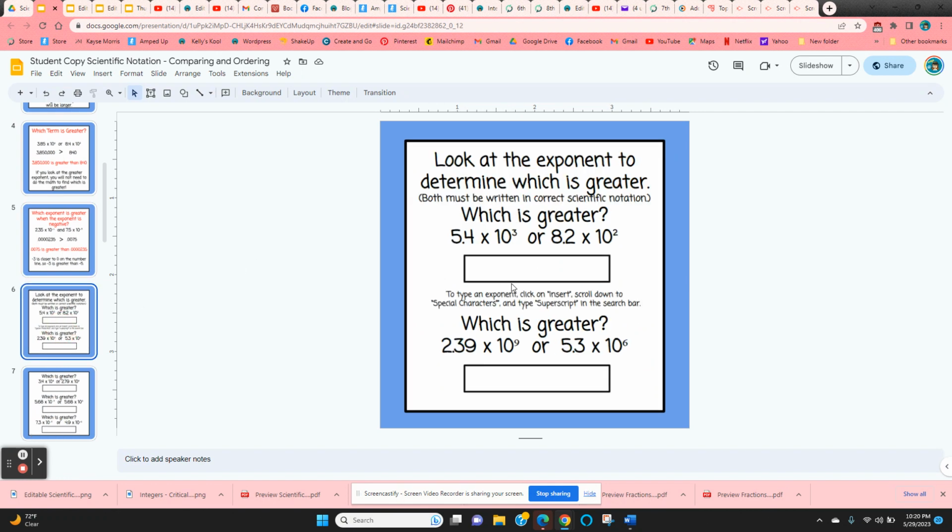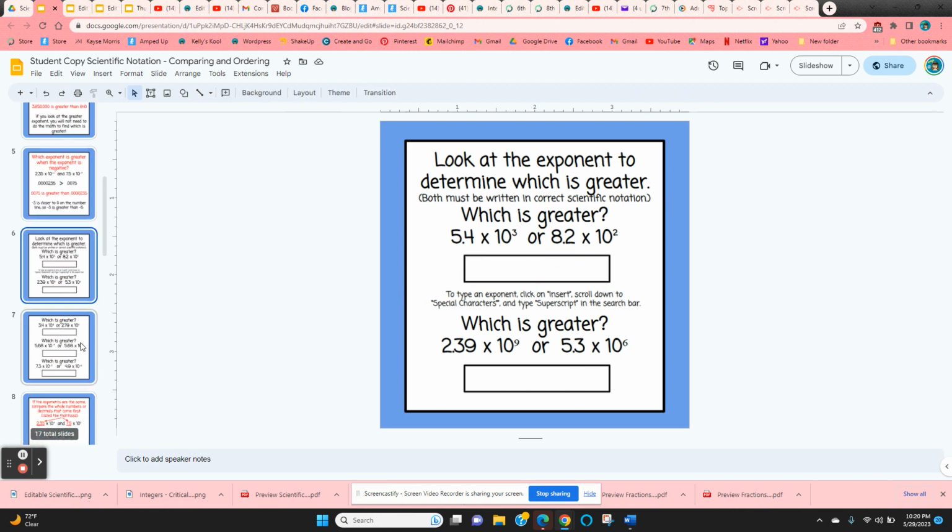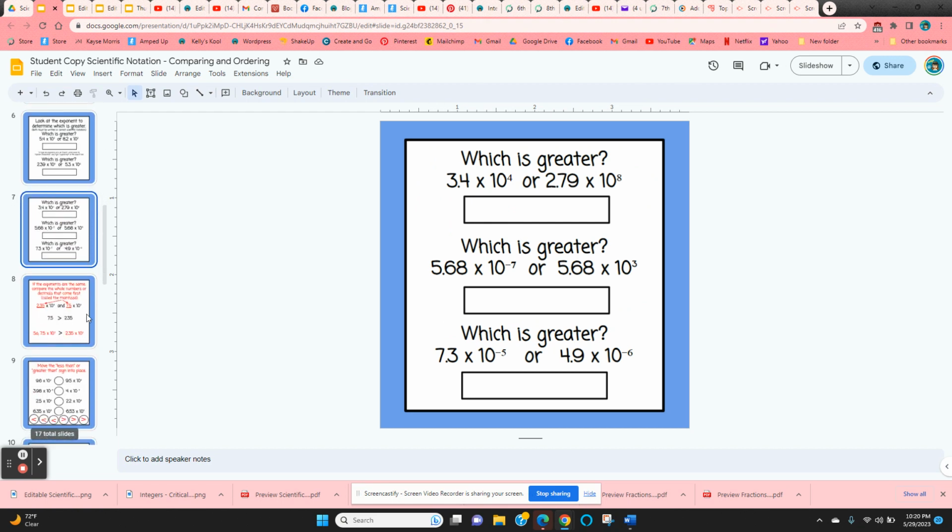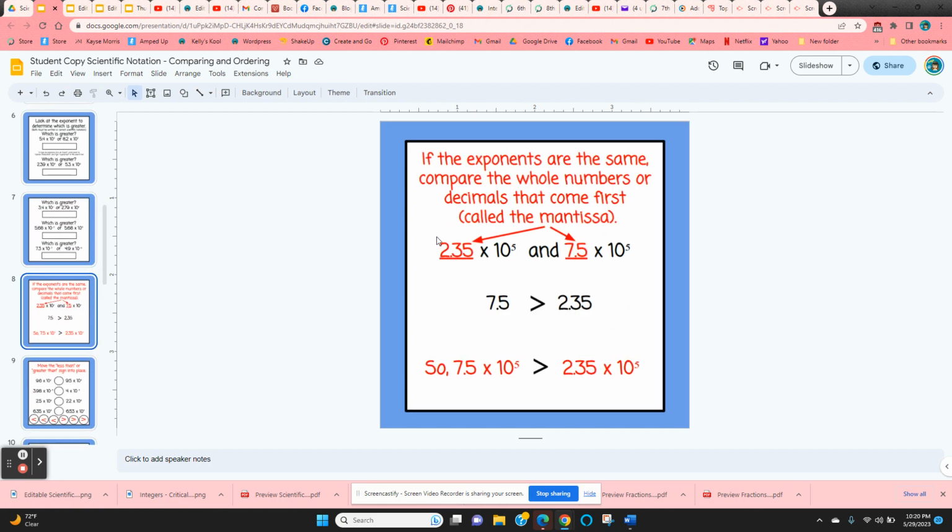Starting on slide 6, students have to type in the answer. So they're going to look at two numbers written in scientific notation, determine which one is greater. And there's a little bit of an instruction here how to add an exponent in Google Slides. So that's good for the students to know how to do that. Same thing on the next slide. And then they're shown what to do.